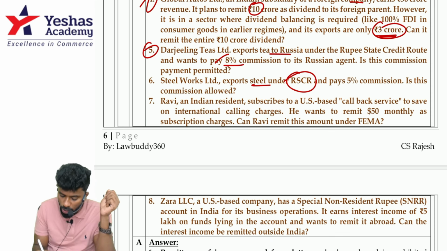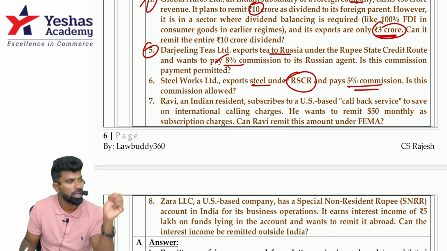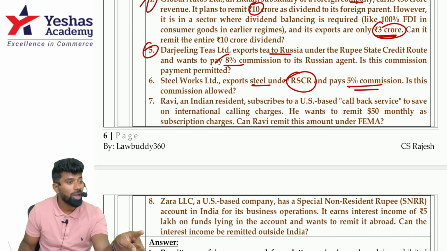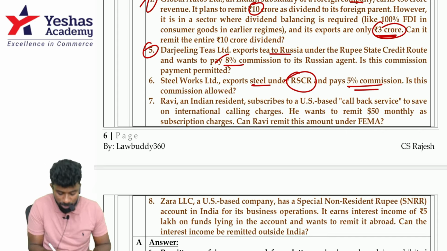Steelworks Limited exports steel under the RSPR, and they want to pay 5% commission. What is RSPR? Rupee State Credit Route. Can they pay 5% commission? Yes or no? No. Why? Because that exemption is available only for tea and tobacco. What are they exporting here? Steel.